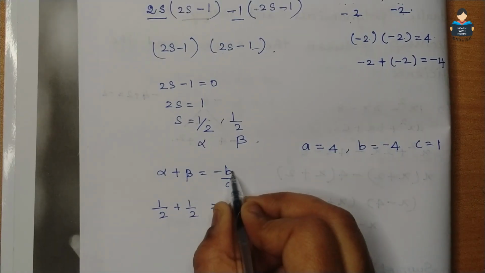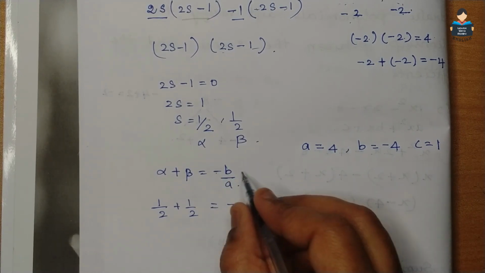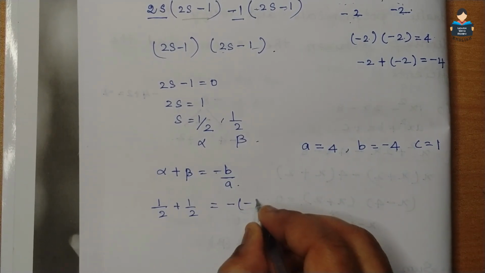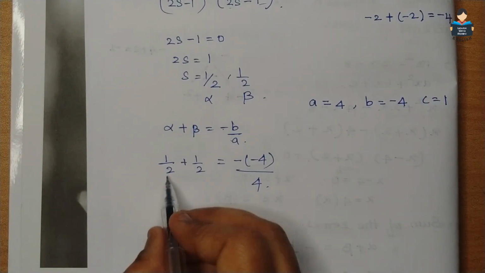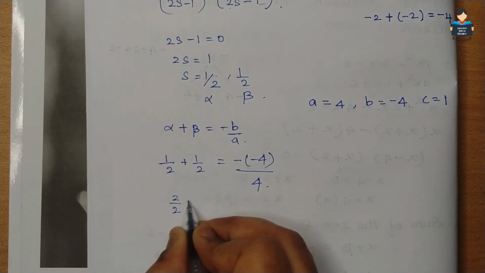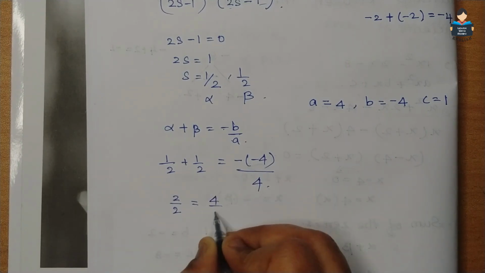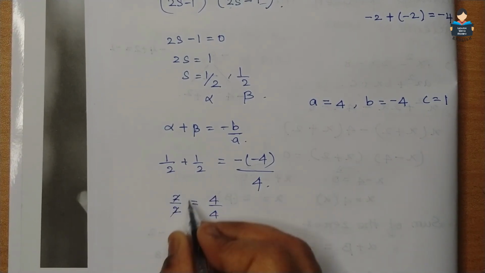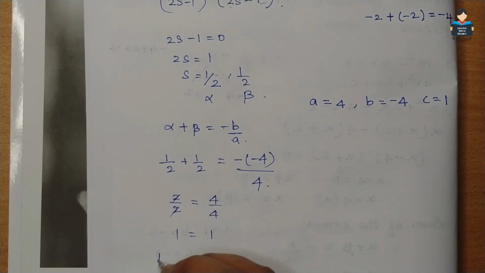So in place of b I have minus 4. Already I have a minus here and in place of b I have minus 4. Minus of minus 4 and a is 4. So when I add this I will get 2 by 2, and here minus into minus is plus 4 by 4. So 2 will get cancelled, 1 equal to 1. So my LHS and RHS are equal.